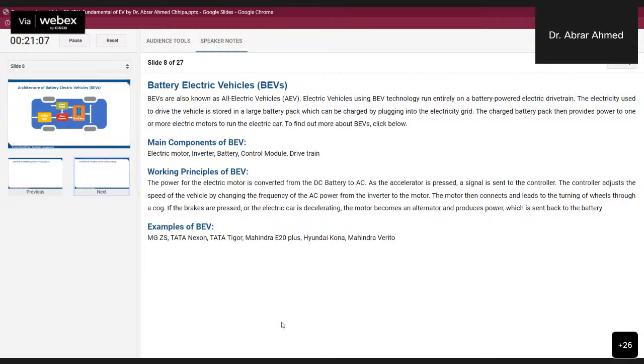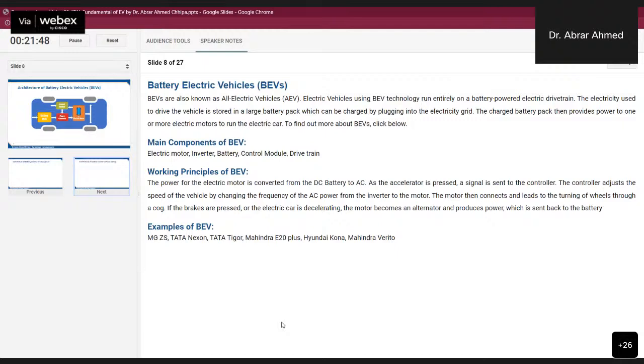And if we just understand the basic principle of working, then the power for the electrical motor is converted from this DC battery to AC, and as the accelerator is pressed, a signal is sent to the controller, and the controller adjusts the speed of the vehicle by changing the frequency of the AC power from the inverter to the motor. This is nothing but the basic principle we have studied in machines. If we talk about induction machines, we have different types of control there: voltage control or frequency control or V by F control. We use that principle in any practical product. And the motor then connects and leads to the wheels of the vehicle through a cog.